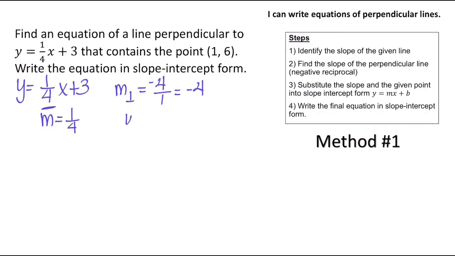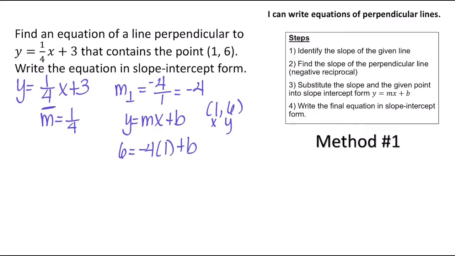So now I'm going to use y equals mx plus b, and I'm going to plug in that (1, 6) for x and y. So I get 6 equals -4 times 1 plus b. So I have 6 equals -4 plus b. So to solve for b, I'm going to add 4 to both sides. And when you add 4 to both sides, you get 6 plus 4, which is 10. And then that equals b.